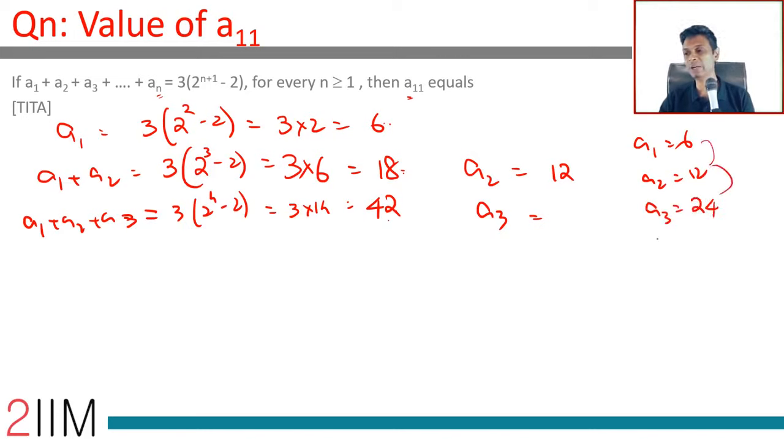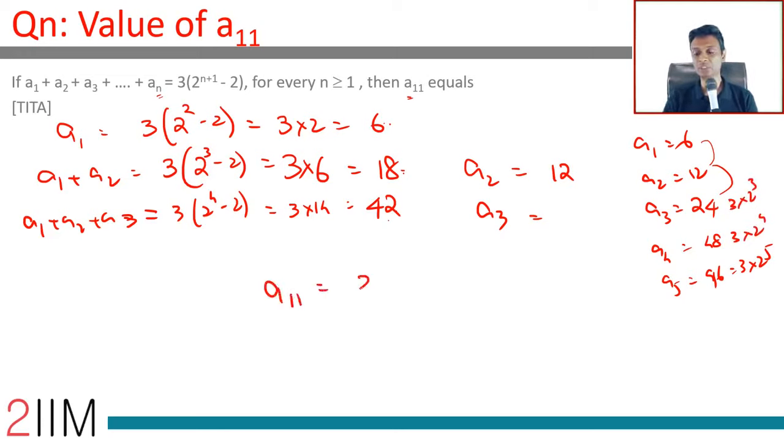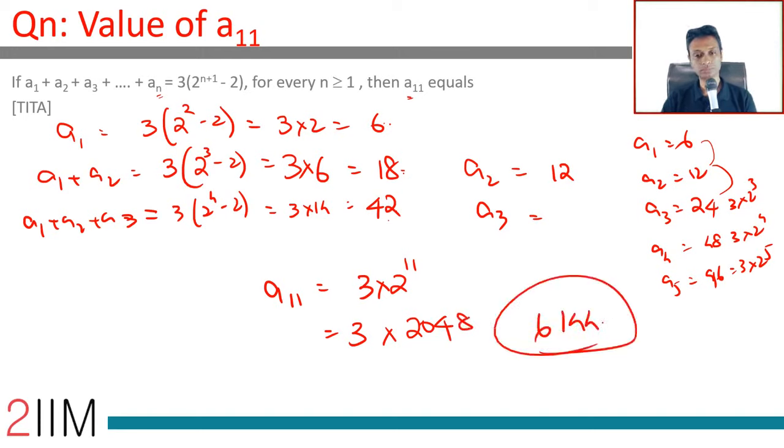You can clearly see the pattern. A4 will be 48. A5 will be 96. This is 3 into 2 power 5, 3 into 2 power 4, 3 into 2 cube. A1 is 3 into 2 power 1. A2 is 3 into 2 square. A11 is 3 into 2 power 11. 2 power 10 is 1024. 2 power 11 is 2048. 48 into 3 is 144. 6144.